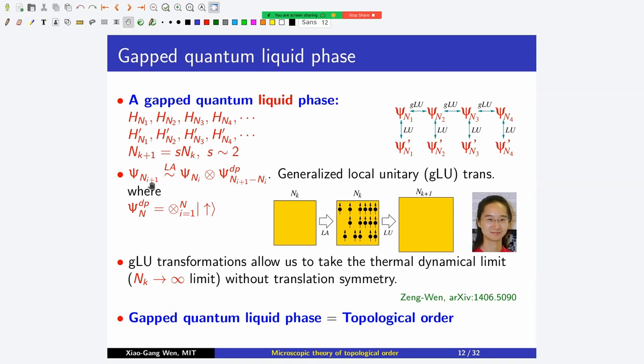So here we say that if you can add the product state to increase system size, then after doing local unitary to dissolve those added product states into the system, and the whole process is seamless, we can do that, then this is a liquid state. So in this sense, this topological order is really the quantum liquid state. This can absorb any product states.